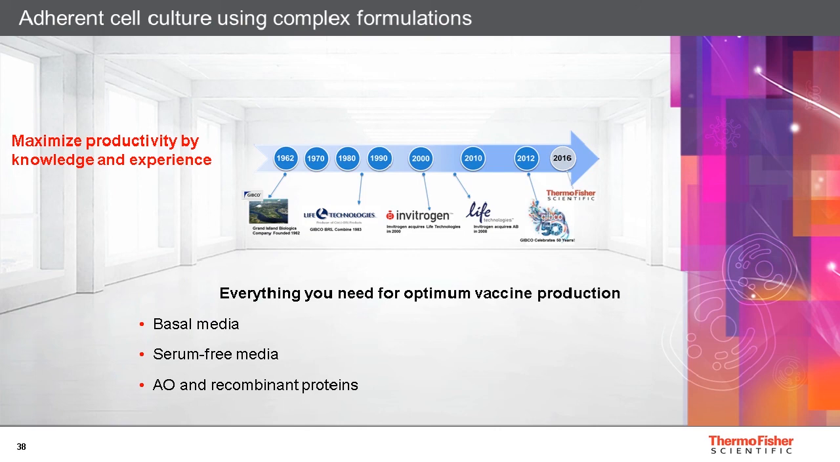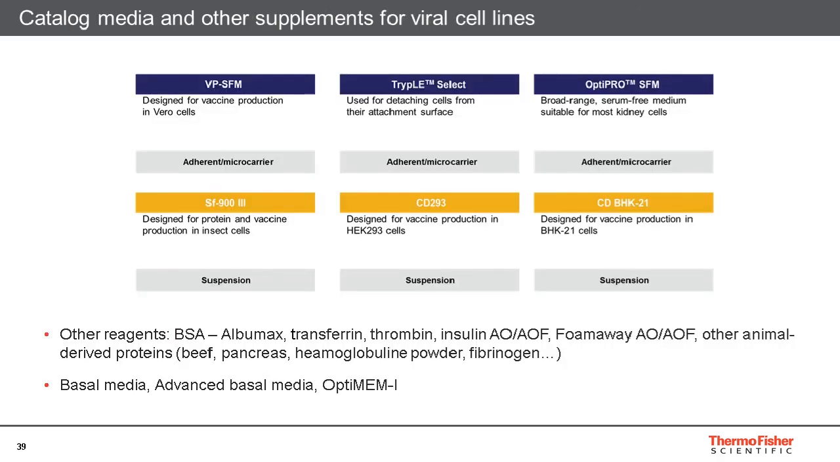And for the final part of my talk, I will focus on Gibco cell culture media and supplements. At Gibco, we provide basal media, complex serum-free media, but also animal origin and animal origin-free proteins to both research laboratory and bioproduction manufacturing facility worldwide. Our two main catalog formulations for kidney-derived adherent cells are VP-SFM and Optimise SFM. They can be used with no or minimal adaptation for cells such as Vero, BHK21, MDCK, etc.